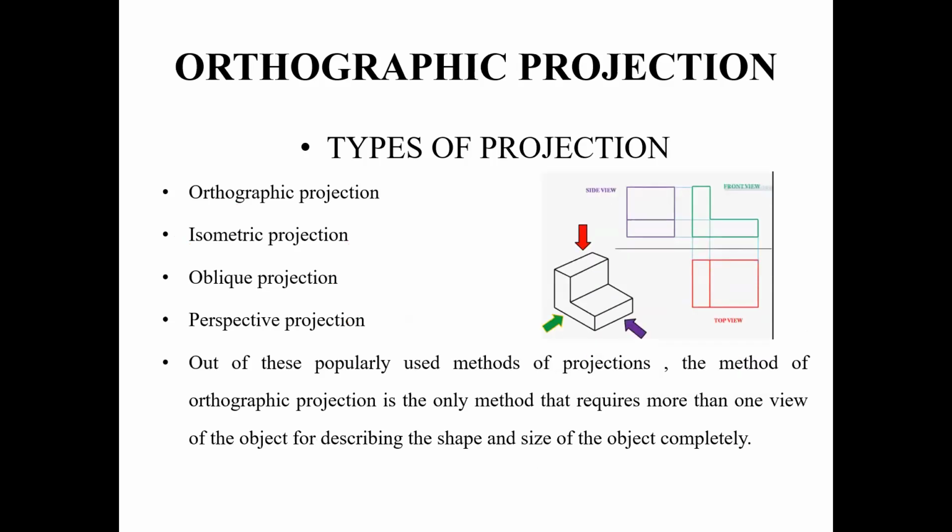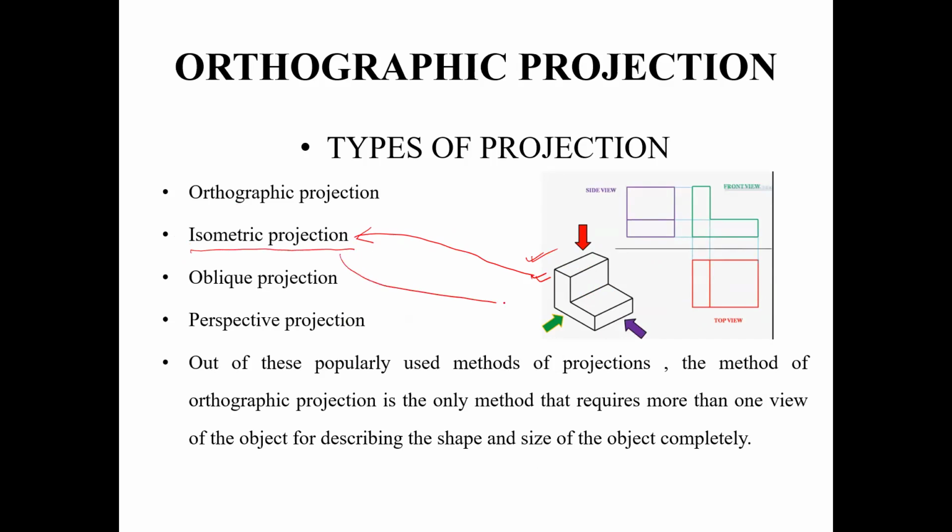This can be seen with the help of this illustration, which is there on the slide itself. In this slide, you can see two different types of views. This view, which you see here, is the isometric projection of the object. This is the isometric view of the object. You see, this view can reveal all the details about the shape and size of the object. And this is just one view, which you are seeing.